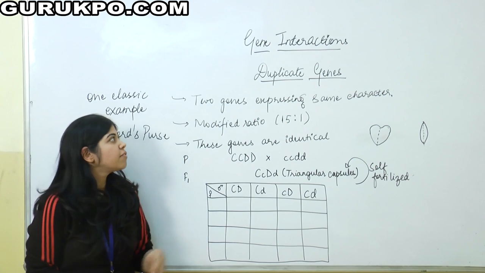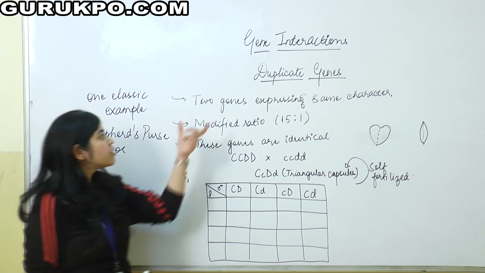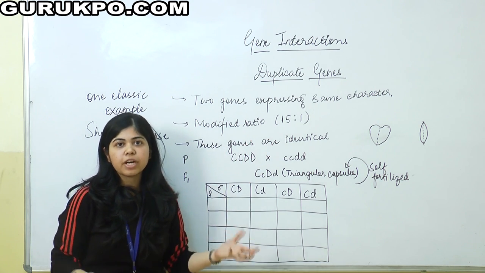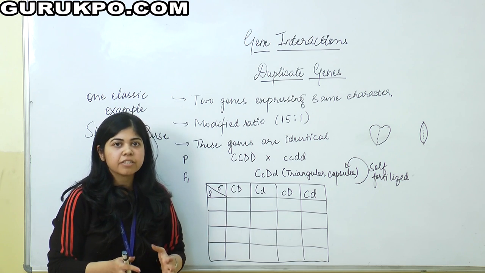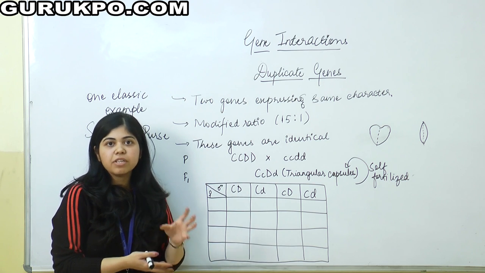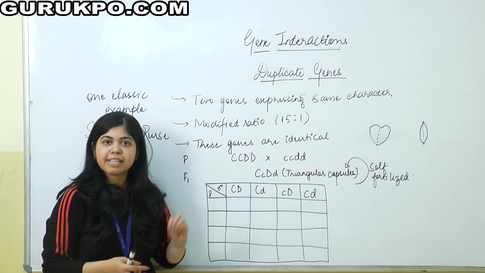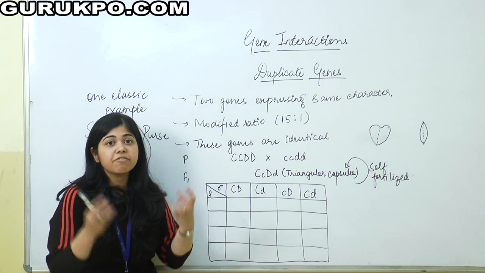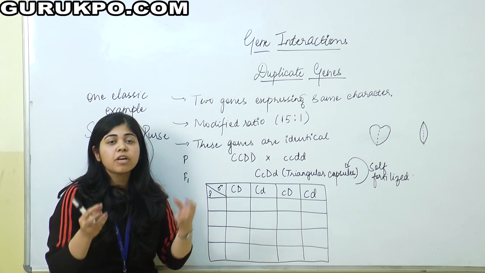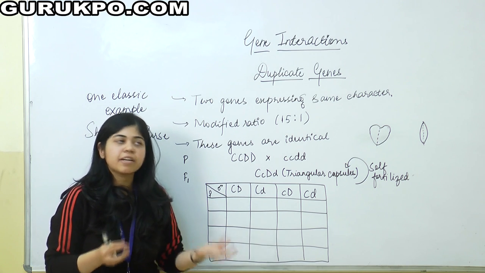Another example of gene interactions is duplicate genes. In duplicate genes, the two genes express the same character. When two genes located at different loci are affecting the same character, even if both are present in the same individual, if one of them expresses, then this trait is expressed. They are not cumulative in their effects. If both genes are present, only one will express, but both do the same function and express the same phenotypic trait.